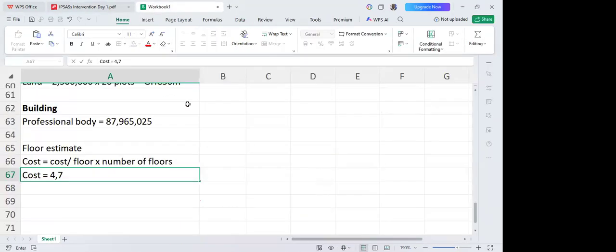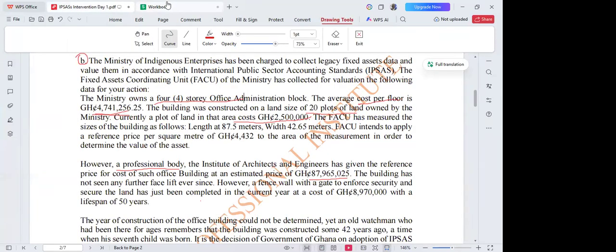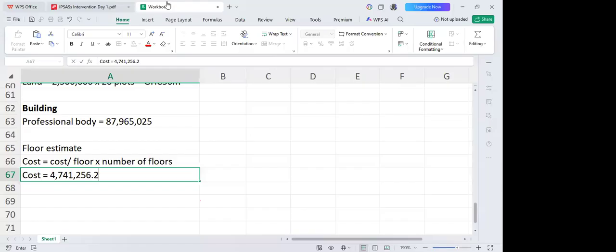So the cost per floor is 4741. And then we have 25256.25 times the number of floors, which is 4. What do we get? Yeah, the same figures as the professional body.